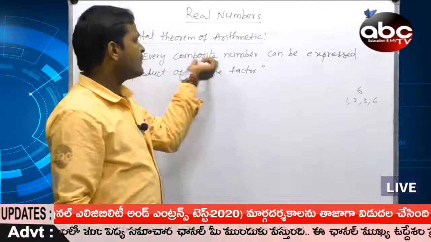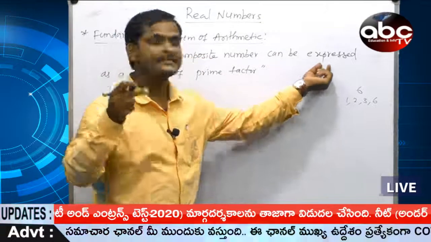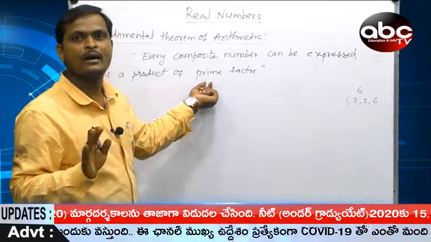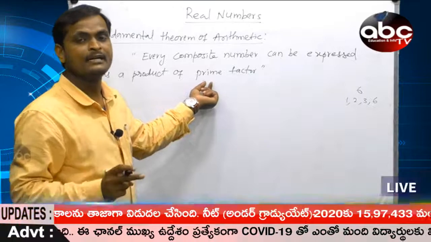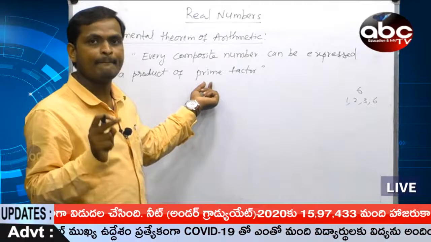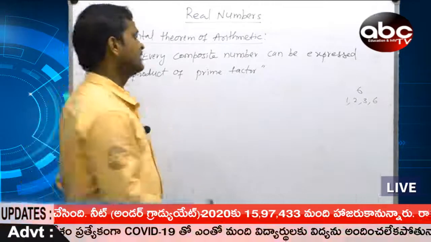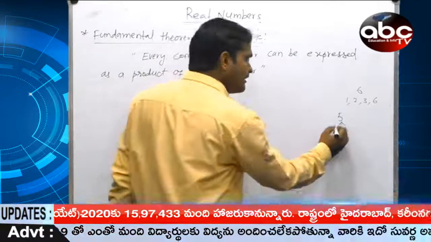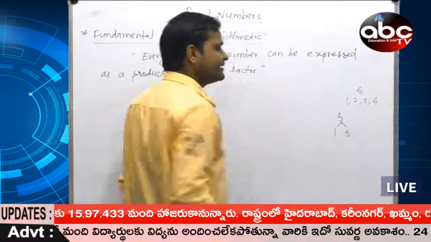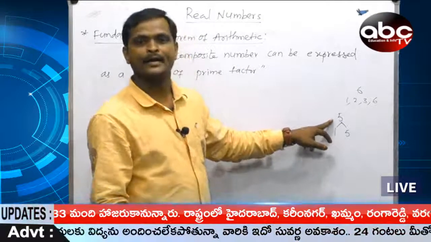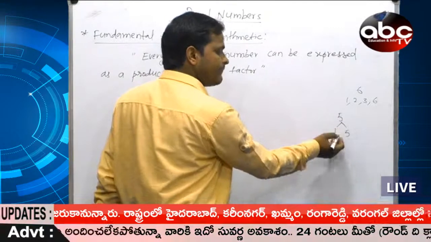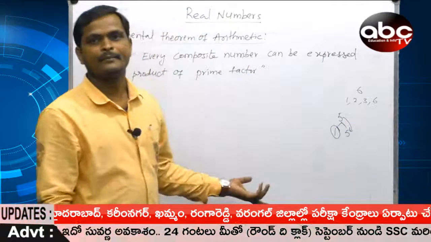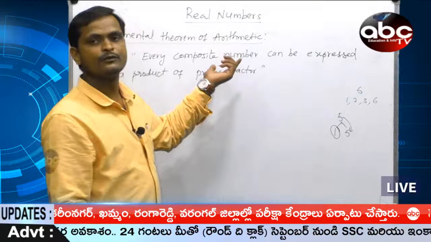Then any composite number we can express in terms of prime factors. Prime is nothing but a number divisible only by 1 and itself. For example, take 5. What are the factors of 5? Only 1 and 5. Therefore 5 is a prime. Composite means more than 2 factors.